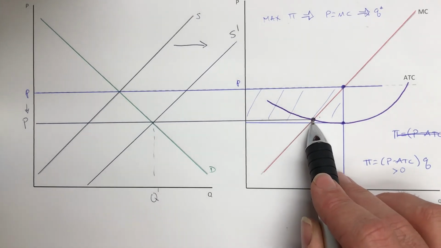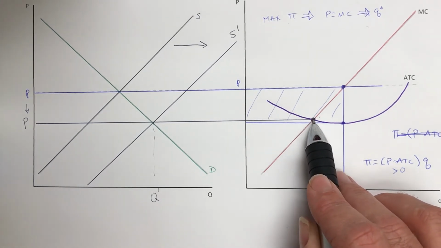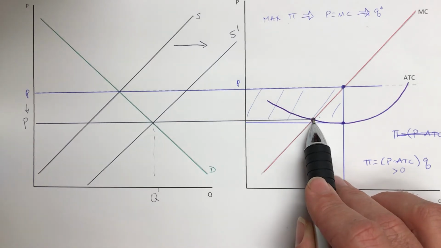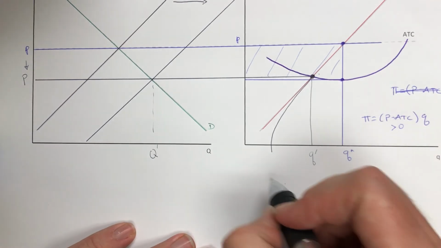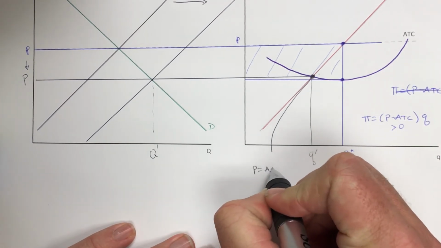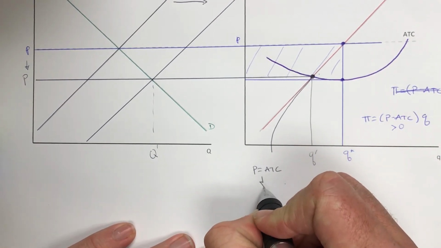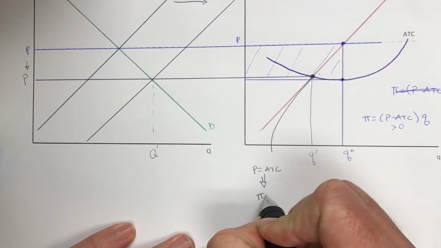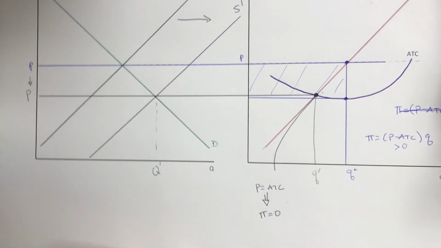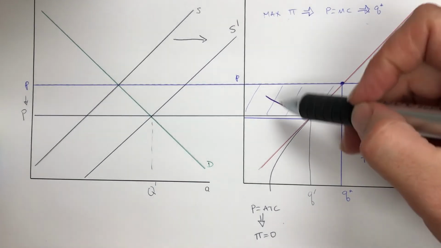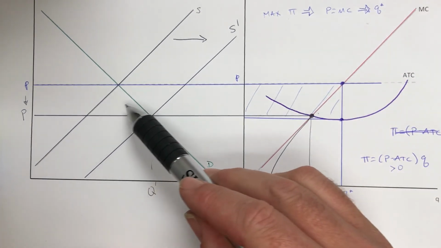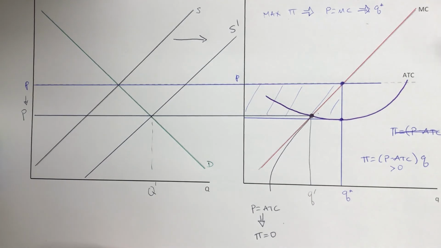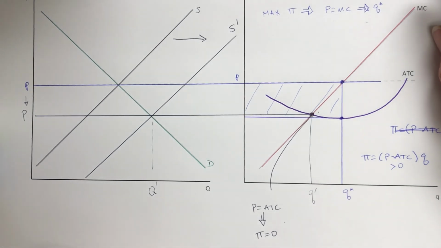But now we have this, and notice at that price and average total cost, at this point here, price is equal to average total cost, and that means that profits are zero. And so when we see economic profits in the short run, that's going to drive entrance into the market such that in the long run, economic profits will be zero.